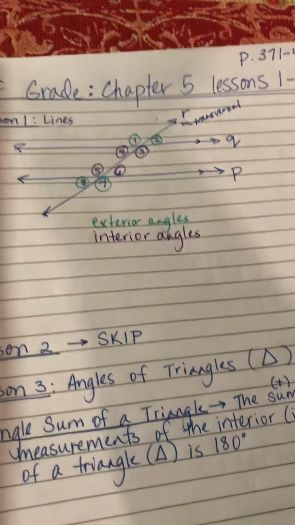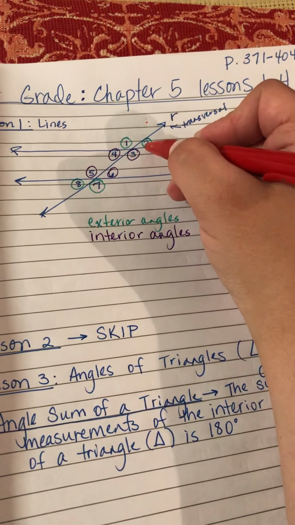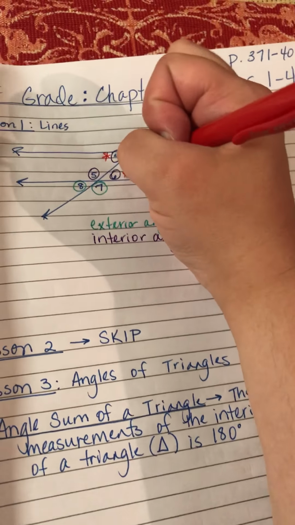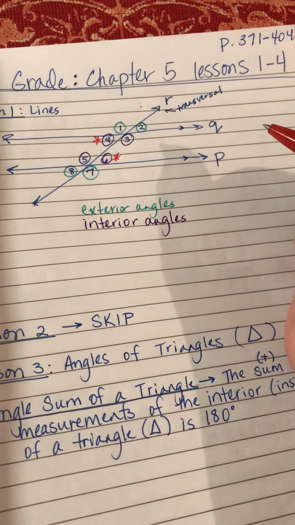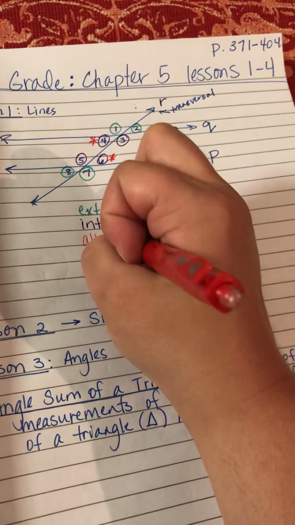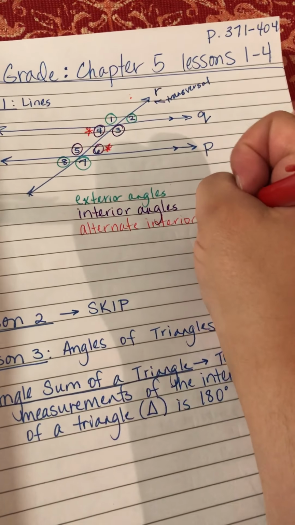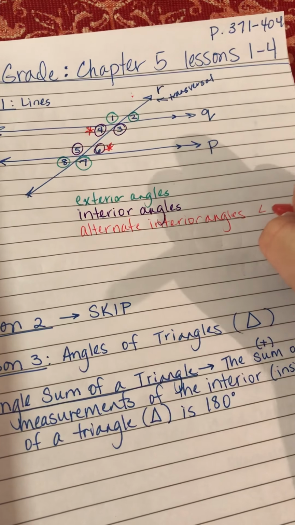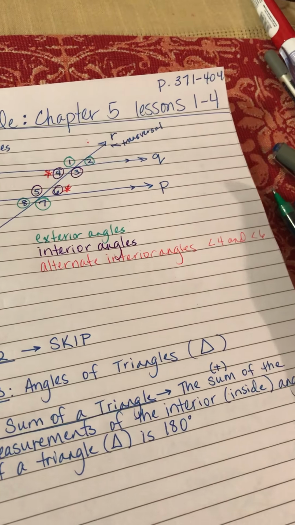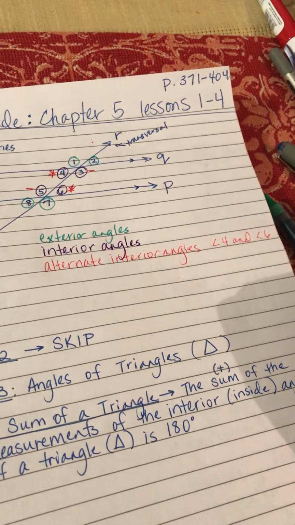Okay, then we have a special type of interior angles, and the ones that are on opposite sides of the transversal, so 4 and 6. For example, also 3 and 5. These are called alternate interior angles. So for example, angle 4 and angle 6 are alternate interior. Also 3 and 5 are alternate interior angles.